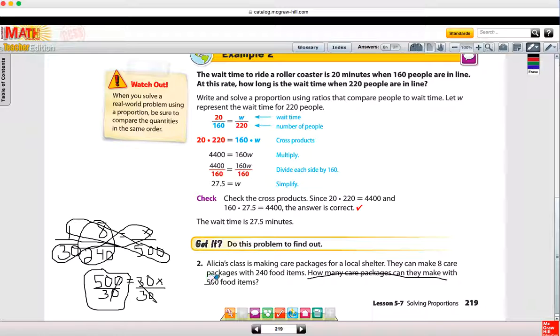With 500 food items, they would be able to make 16 care packages. I'm going to put CP for care packages there. We're not going to worry about the remainder in this case because the remainder is just some extra items that aren't enough to make one more care package.